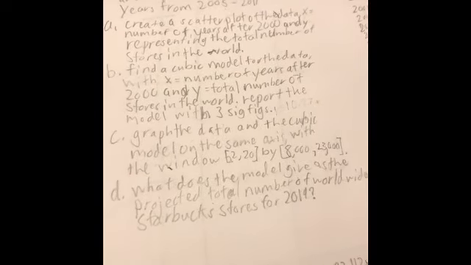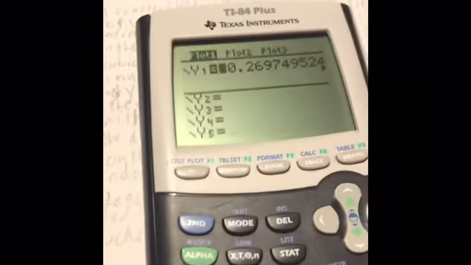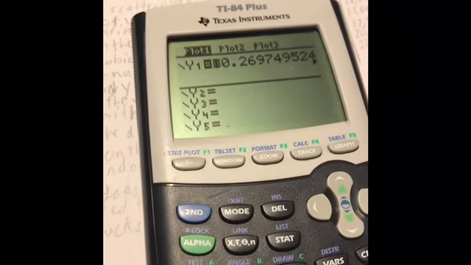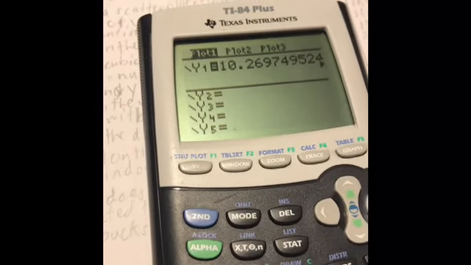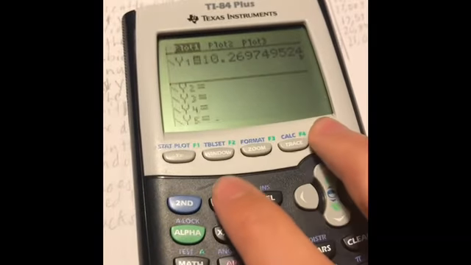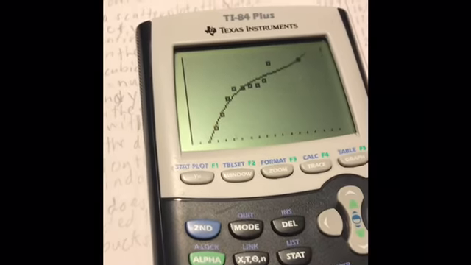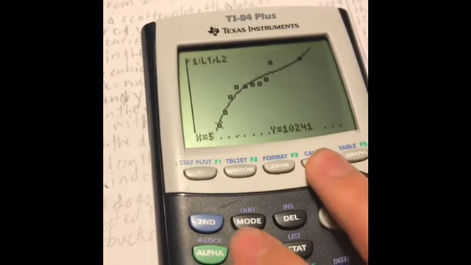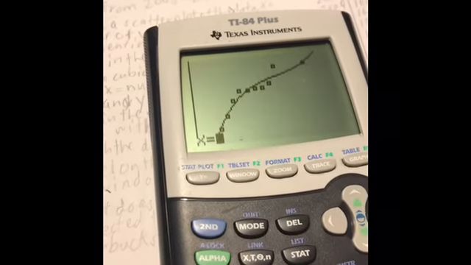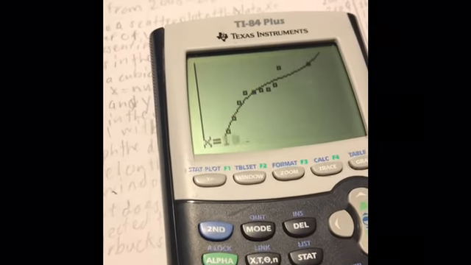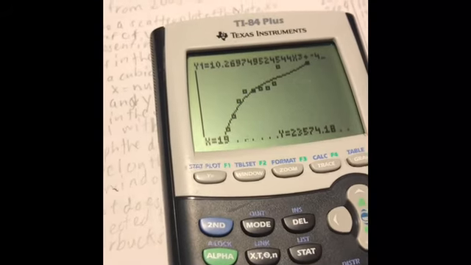And for the last part, it asks us, what does the model give us as the projected total number of worldwide Starbucks stores for 2019? If you look, because we stored the equation in Y1, it automatically put it in for us. Let me go to graph, and it'll give us the line of regression going through the points. Then all you have to do is hit second trace, value, 19, enter, and we get 23,574 total Starbucks.